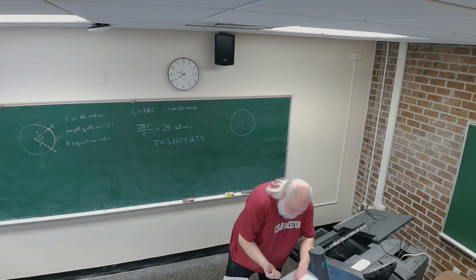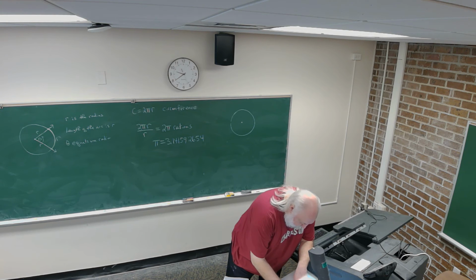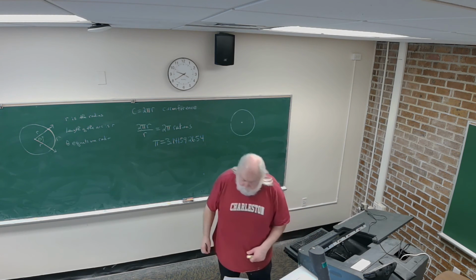So pi, right, this is the terminal side for the angle pi radians, and this is the terminal side for the angle 3 pi radians. So pi and 3 pi are coterminal angles. Okay.